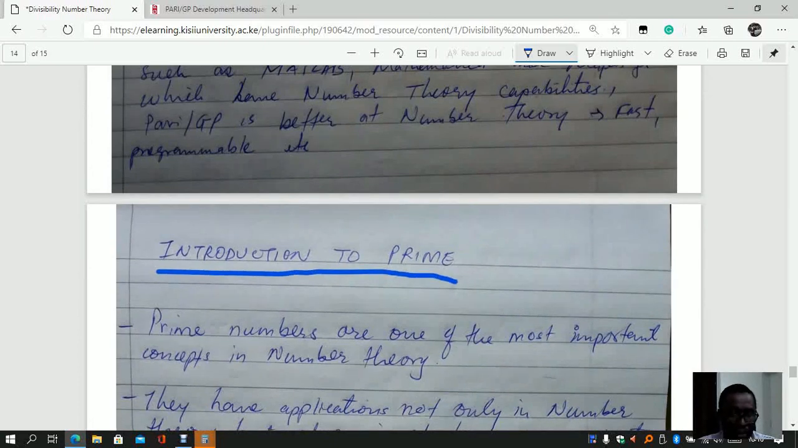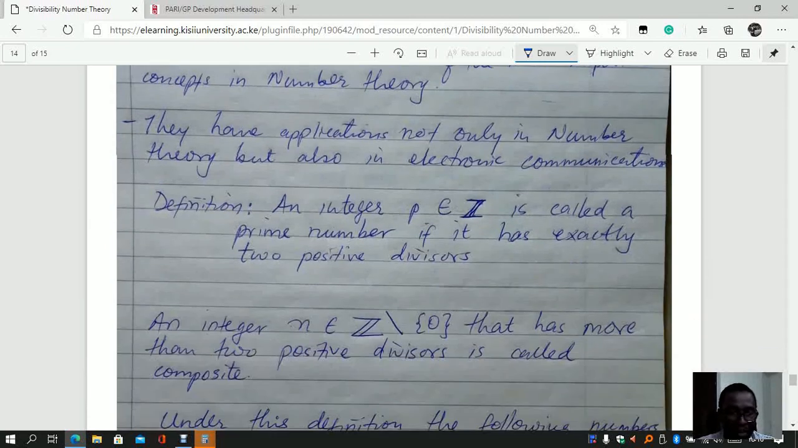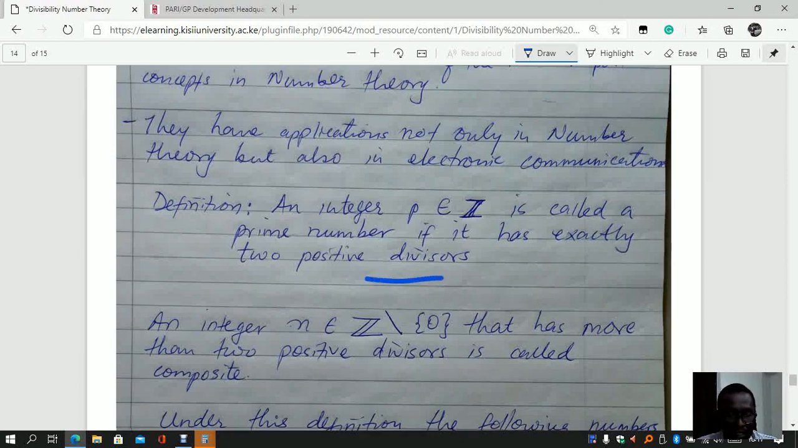Now, introduction to primes, we know what a prime number is. I don't know if you still remember what you did in your elementary mathematics. We know very well that prime numbers are one of the most important concepts in number theory, and they have applications not only in number theory, but also in communication. That's why they are used for security now, or cryptography. It's very important for us to know that the definition is that an integer p is called a prime number if it has exactly two positive divisors. And we say that it's one and itself. That's a number that is divided by one and itself. That's what we used to state.